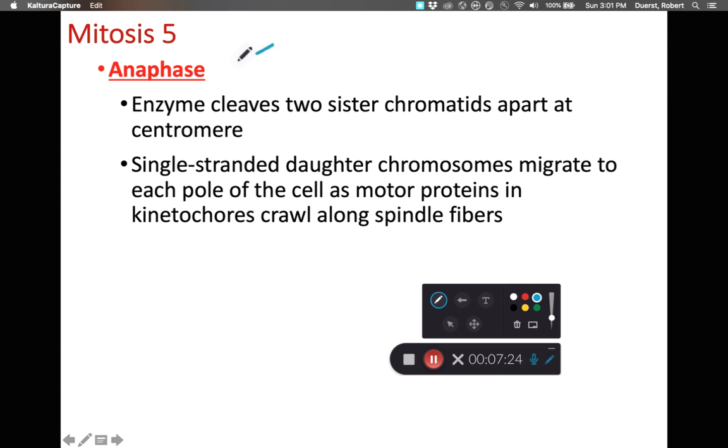After metaphase, we have anaphase, and during this phase, we're going to take the chromosomes and rip them in half. We're going to rip the two sister chromatids apart at the middle of the chromosome, or the centromere. And those single-stranded daughter chromosomes are then going to be transported or migrated to the poles of the cells as motor proteins within the kinetochores crawl along the microtubule or spindle fibers.